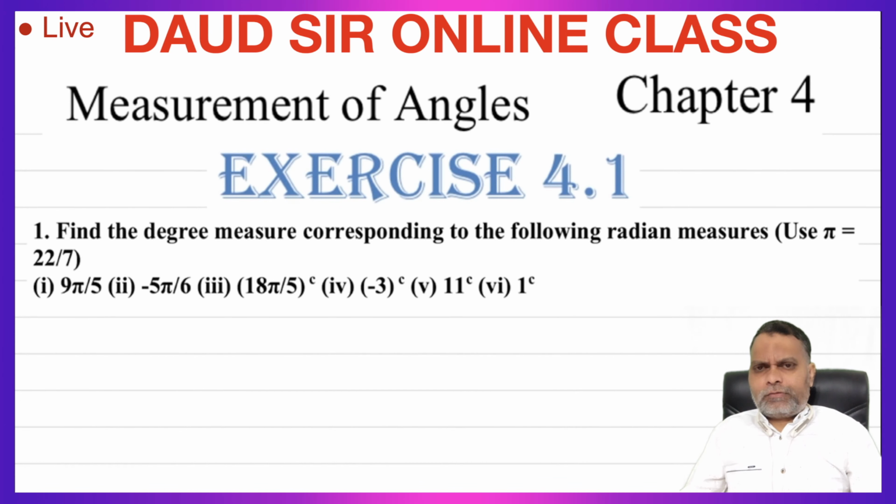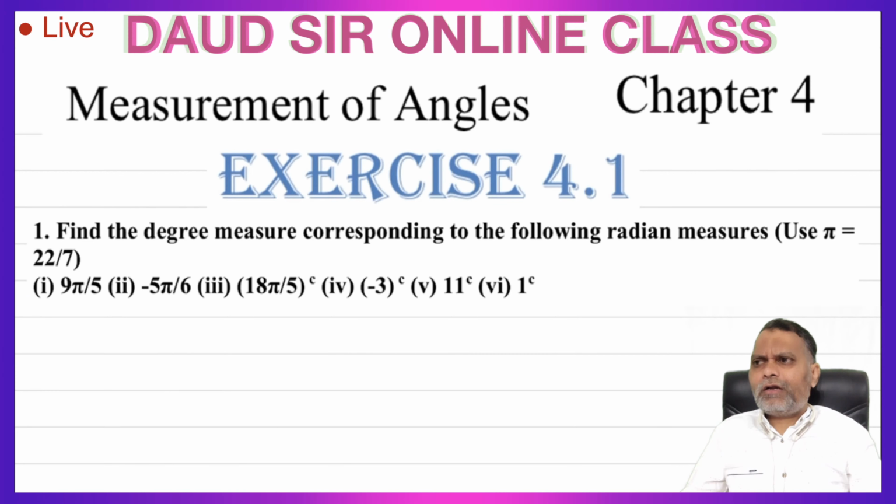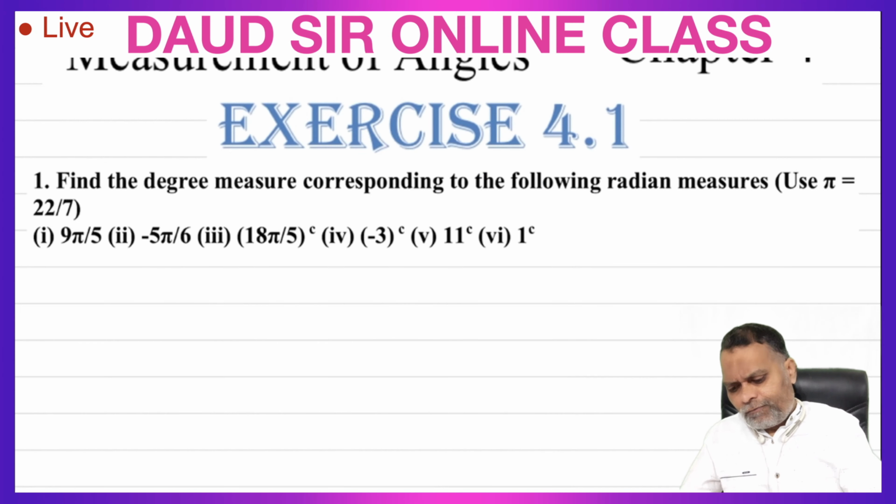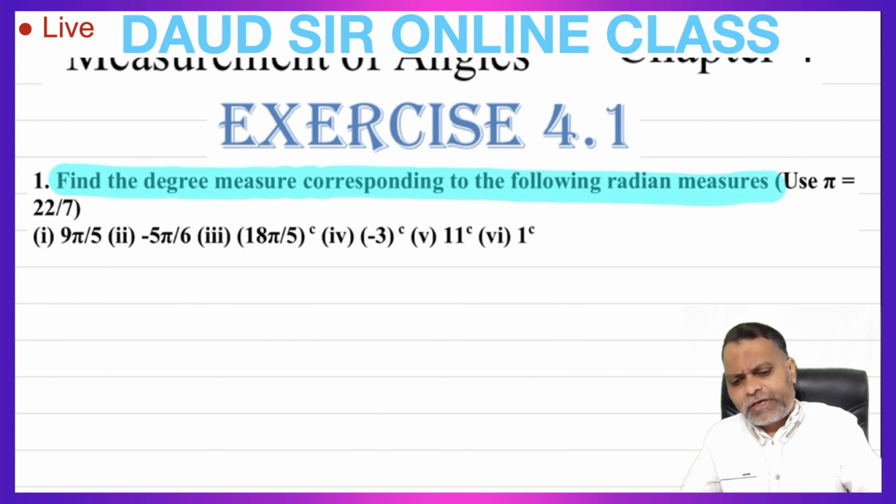Dear students, today we are going to start R.D. Sharma book of mathematics. So the chapter is measurement of angles. This is chapter number 4, exercise 4.1 and question number first. Find the degree measure corresponding to the following radian measures. Use pi is equal to 22 upon 7.